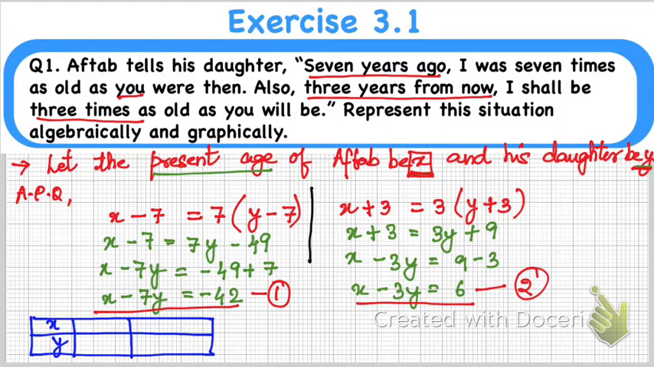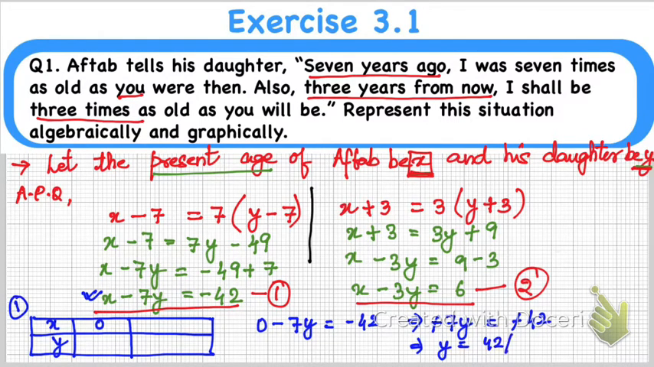First, if you consider x is equal to 0, for equation 1 I am drawing this. If you consider x is equal to 0, what we will get? 0 minus 7y is equal to minus 42. That means you will get minus 7y is equal to minus 42. Cancelling minus from both the sides, y is equal to 42 by 7, that will give you 6, right? So here we got y is equal to 6.